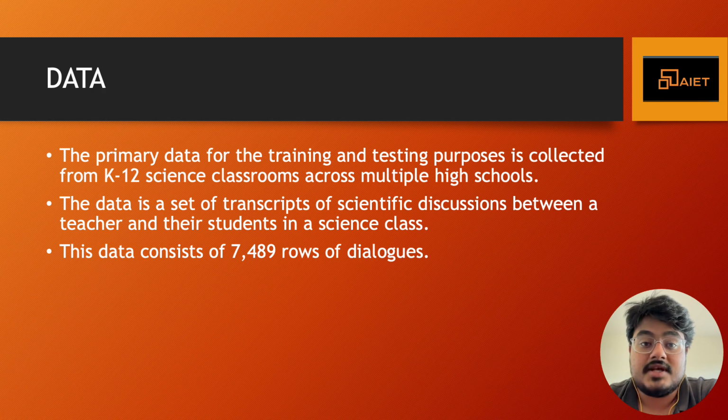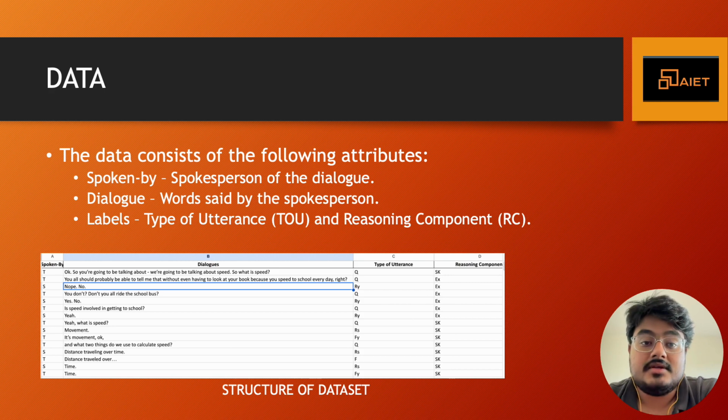The data that we are currently using is collected from K-12 science classrooms across multiple high schools in the US. This is the structure of the data. The data consists of the following attributes: spokesperson, the dialogues, and the labels. We will get to know more about these labels in the coming sections.